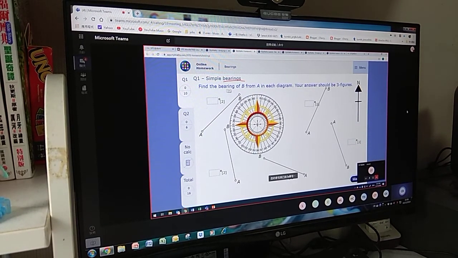The answer should be 3 digits. For example, if the answer is 42, then you have to write down 042. Okay, you have to use 042 as the answer. Don't just write down 42. The answer should be 042. Be careful. Okay.